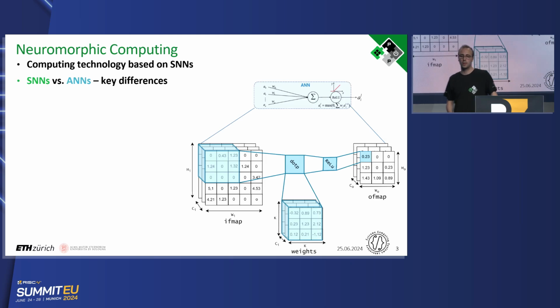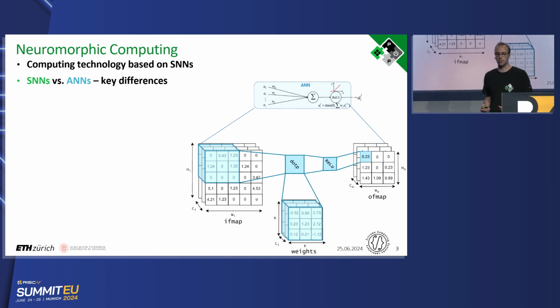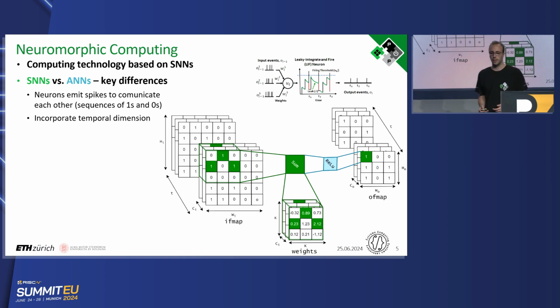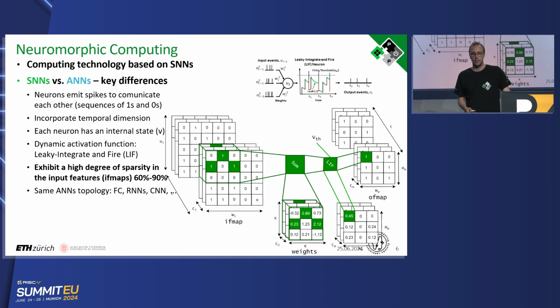So, first of all, what is neuromorphic computing? Neuromorphic computing is a computing technology based on spiking neural networks, and there are some key differences with respect to traditional artificial neural networks. First of all, in SNNs, neurons communicate with each other by emitting spikes, so the input and output tensors are represented by 1s and 0s, and they also incorporate the temporal dimension into their working model. Also, each neuron is represented by an internal state, which is updated at each time iteration of the network, and is called membrane potential, or more simply, P.